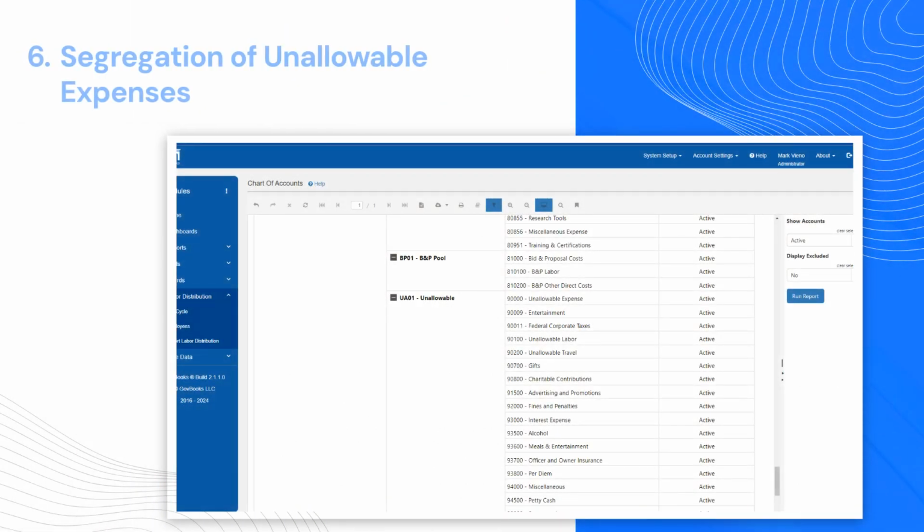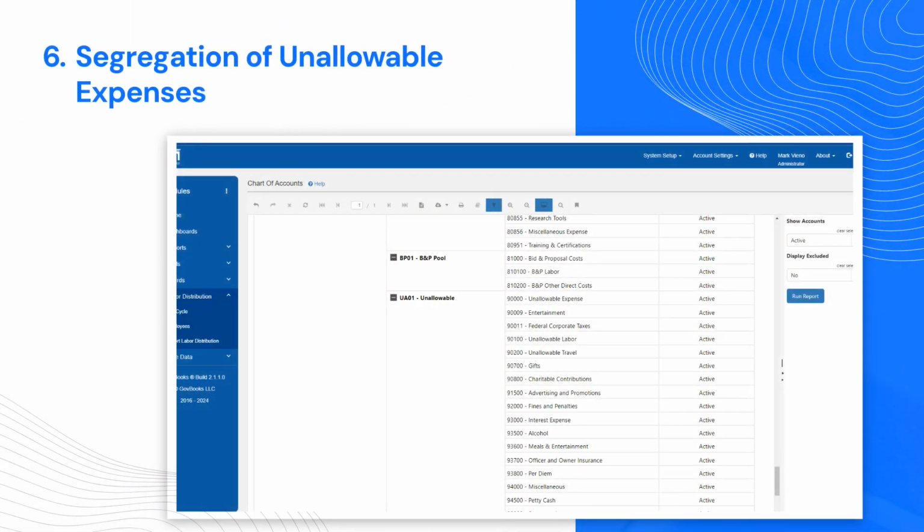The segregation of unallowable expense is the sixth compliance requirement. In GovBooks, you designate which general ledger accounts are used to capture unallowable expenses to segregate them from other allowable expenses. This helps to ensure that your customers are not billed for these unallowable expenses. The unallowable accounts can be seen in GovBooks on the Chart of Accounts report.